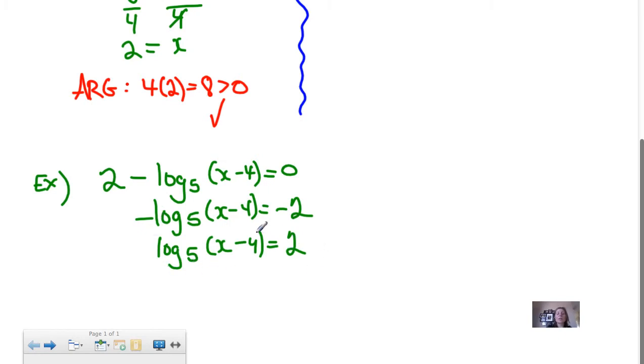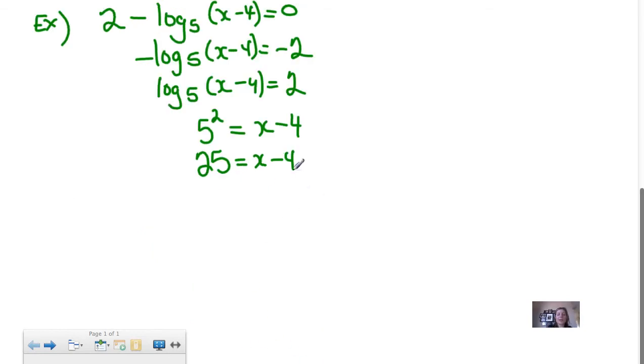At this point, I can go ahead and rearrange it into exponential form. I've got my base of 5, the exponent's going to be 2, and the argument's going to go over on the right-hand side. Now I solve. 25 is equal to x minus 4. I'm going to add 4 to both sides, so x is equal to 29. I want to double check to make sure that the argument here is still going to be greater than 0. 29 minus 4 is still a number greater than 0, so this solution is acceptable.